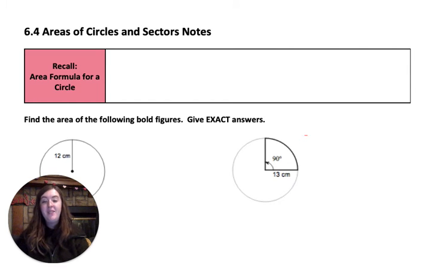Hey guys, today we are looking at areas of circles and sectors. So sectors make it sound like something is happening in a science fiction movie, right? Like there's an emergency in Sector C. It's almost nothing like that.